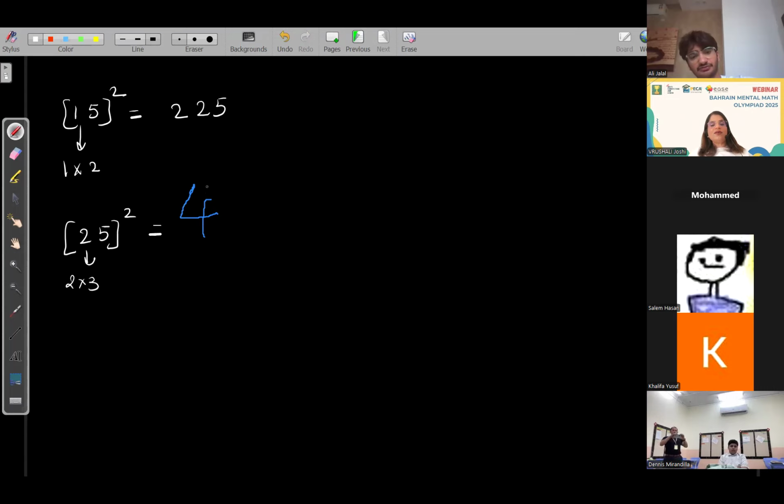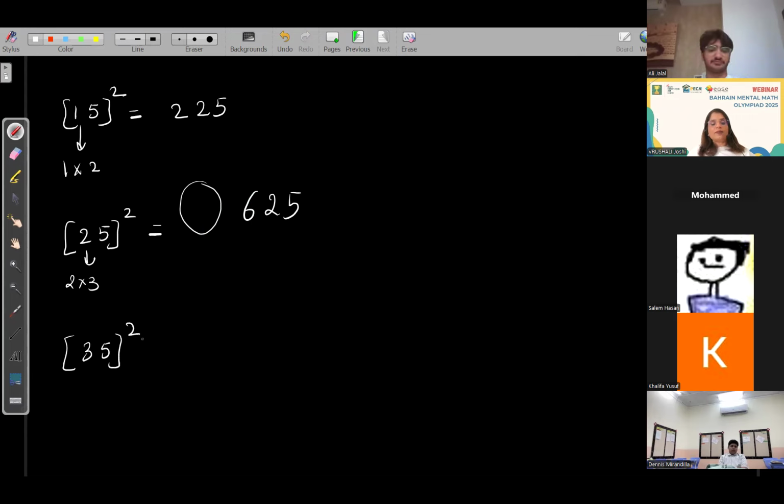So 2 times 3 will give 6, and 6 and 5 is 65... 5 squared is 25, so 625. Getting it? Yeah, it's clear, miss. Wonderful. Now try to do what will be 35 square like that.